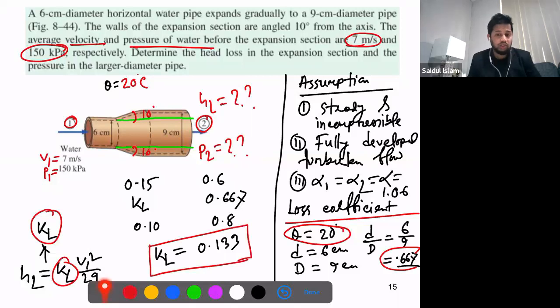So you know the interpolation formula. If you check the first couple of weeks, this one minus this over this one minus this, the same thing for the right hand side. And then if you use the calculator, then KL equals 0.133. So we have got the loss coefficient. Now, once you've got the loss coefficient, put it here, then you will get the head loss. So that's the first part of this problem.